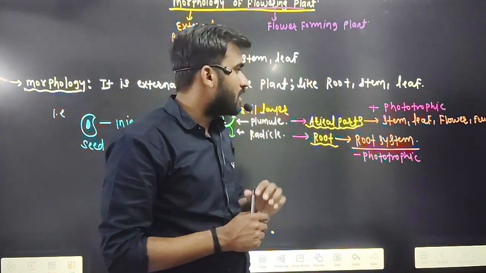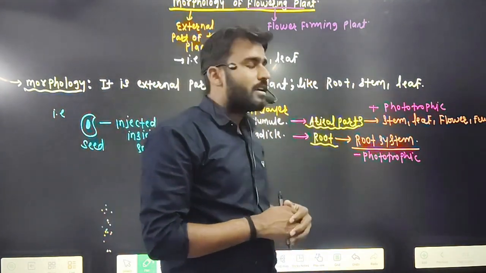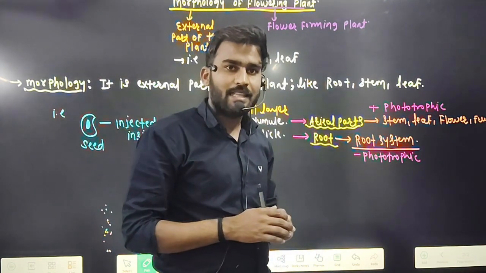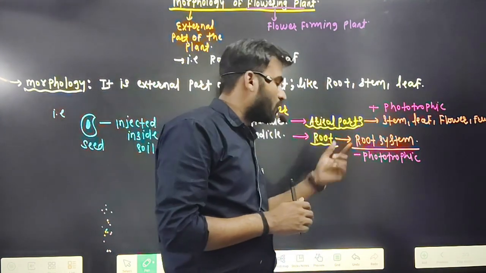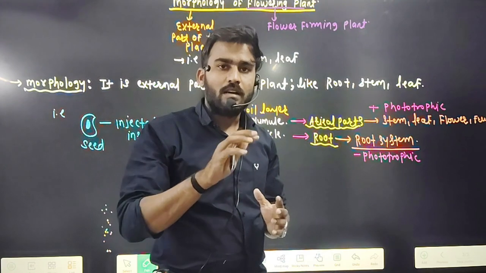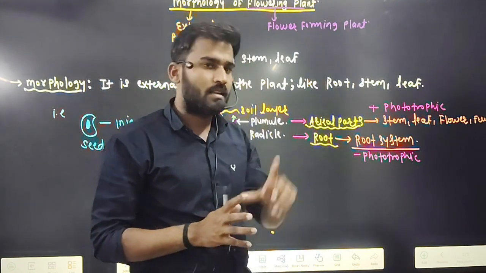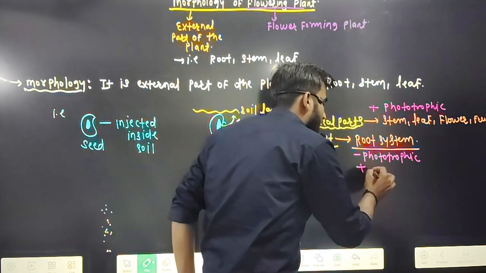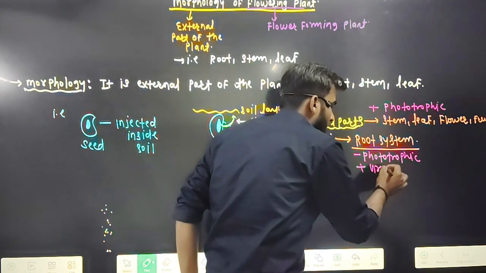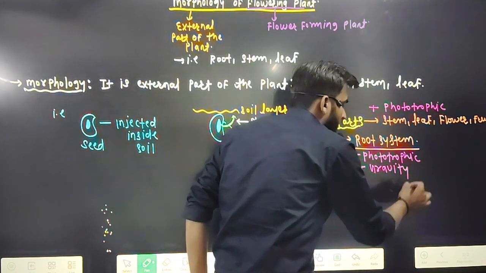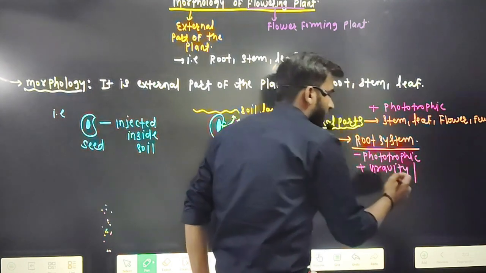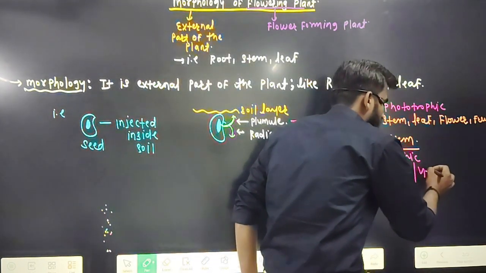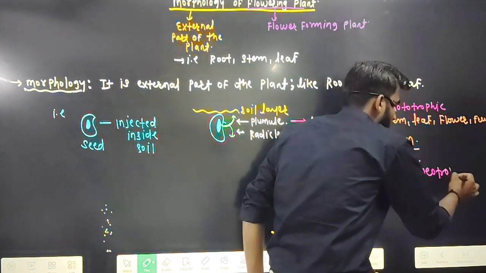And the aerial parts grow along the light direction, but the root parts grow against the light direction. And one most important thing, the root goes in the positive direction of gravity. Positive direction of gravity. So this is also called positive geotropism.